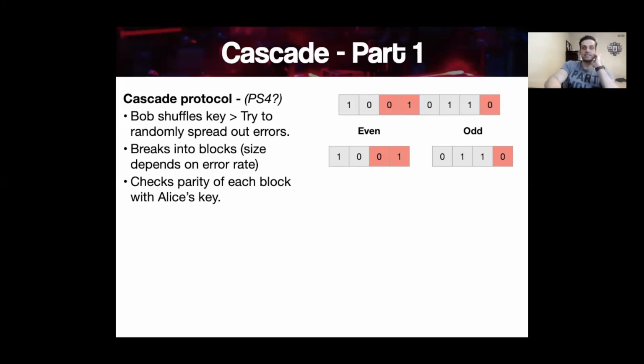So they still have the same key. They both shuffled it in the same way. So Bob says to Alice, okay, block 1, and by comparing the parity, they can determine if they have an even or odd number of errors between them. The issue is if they have an even number of errors, it could be 0, it could be 2, it could be 4. So they don't know if there's an error there or not.